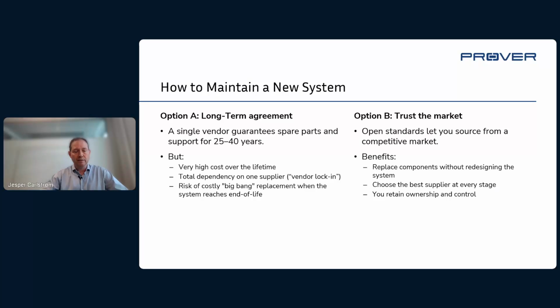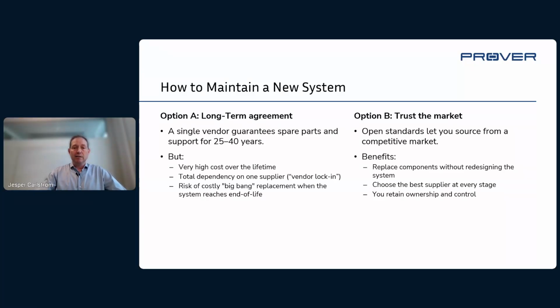The other option then, option B, is to just trust the market. So you don't enter long-term agreements. You can have support and maintenance agreements that are 5 years or 10 years. And then you make a public tender for a new support and maintenance contract. Then there will be some competition.